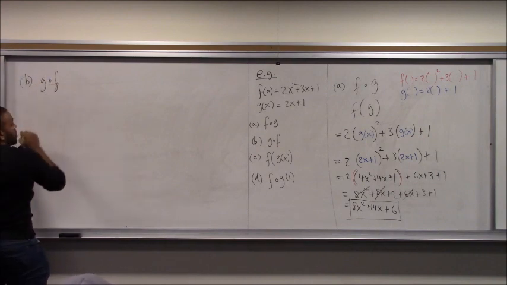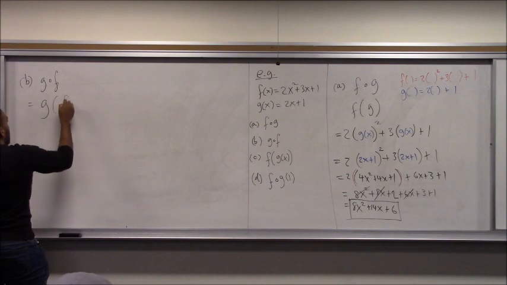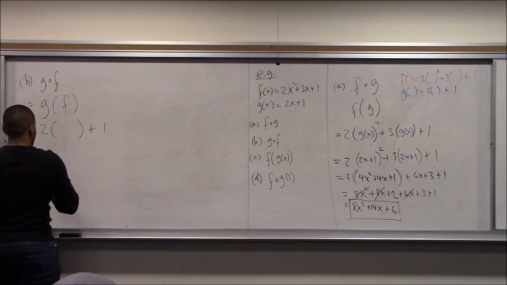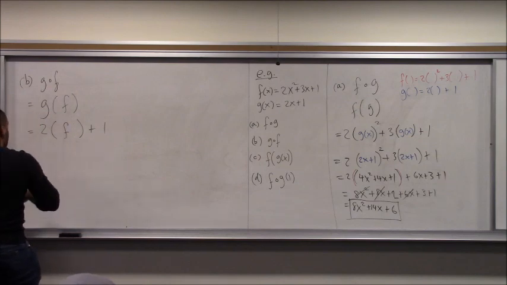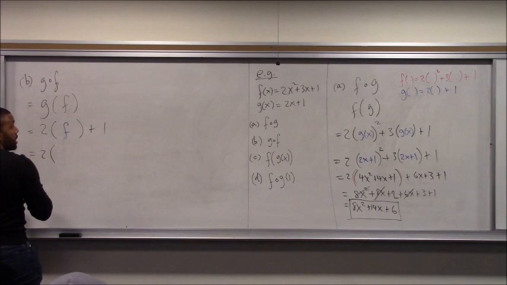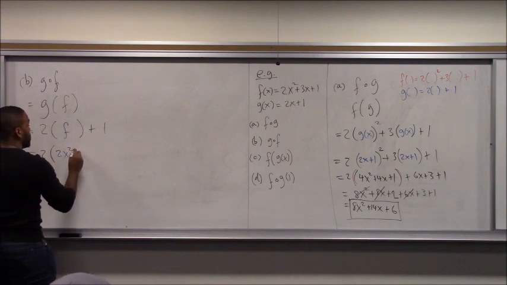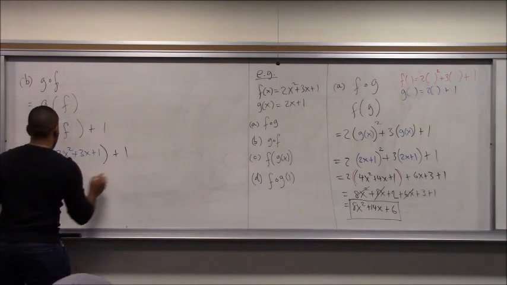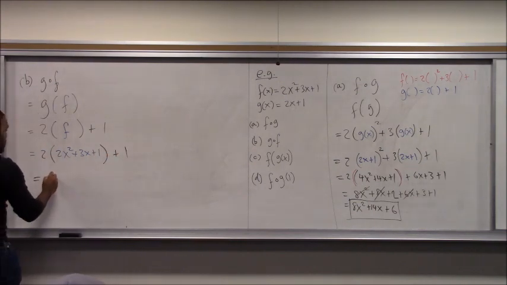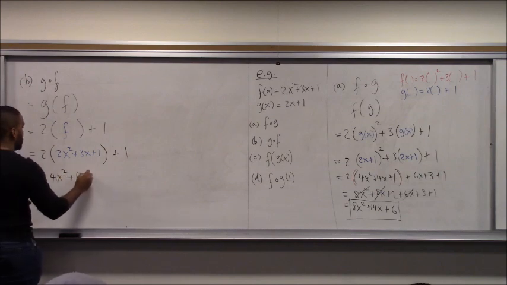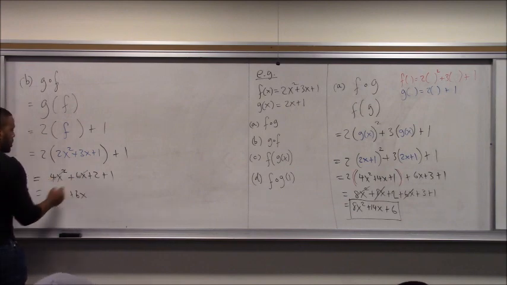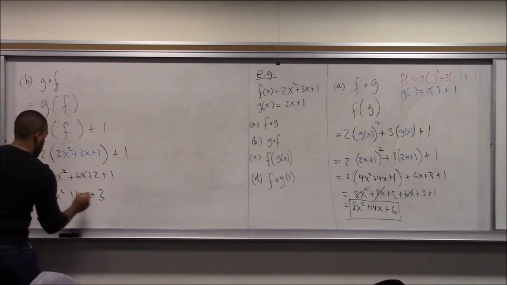g of f. Well, that just means I take g and I put f inside of it. So I have 2 times something plus 1, and now I know that something is f. So I have 2 times the f, which is 2x squared plus 3x plus 1, plus 1. This one's easier, expanding here. 4x squared plus 6x plus 2 plus 1. And that's just 4x squared, the square term, 6x, there's only one x term, and the 2 plus 1 is 3.